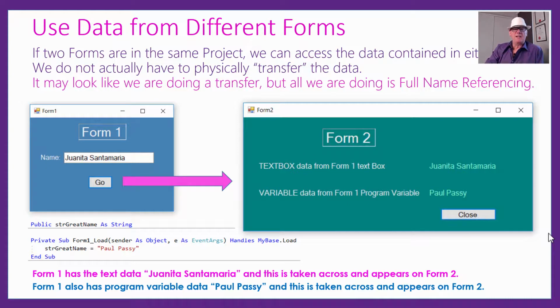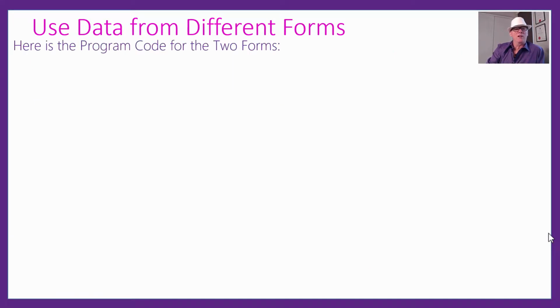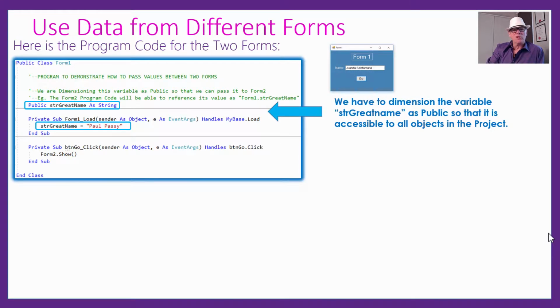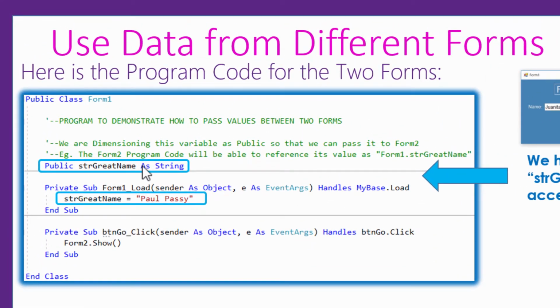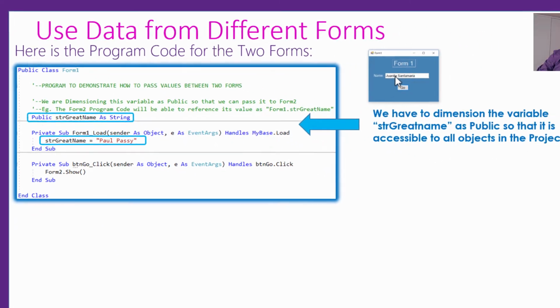That's the basis of how you do it. If that's all you needed to know, the lesson's pretty much done. But we're going to do more than that. We're going to show you the program code first. On the first form we've got some program code where we've set that public variable, and we're just setting it equal to Paul Passy. That's the code behind that form.